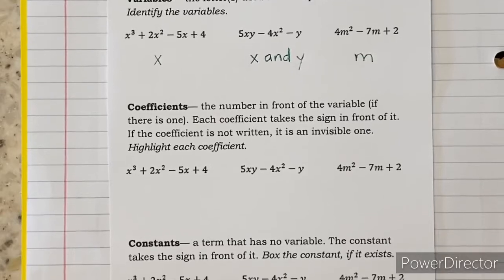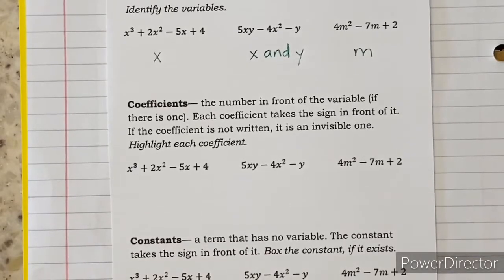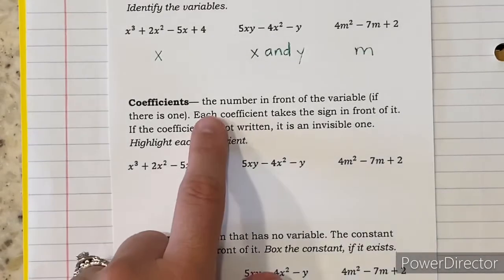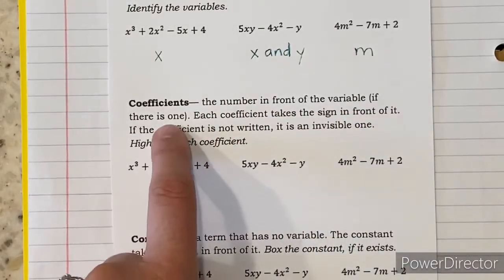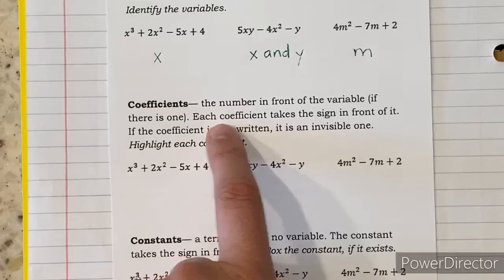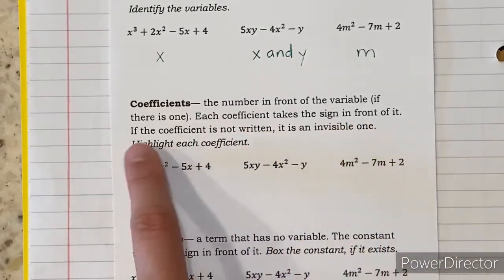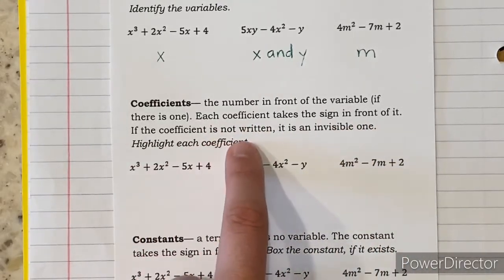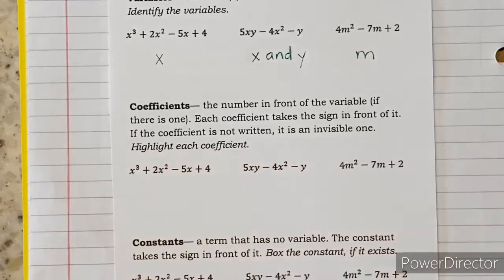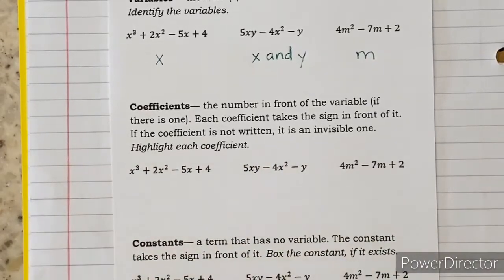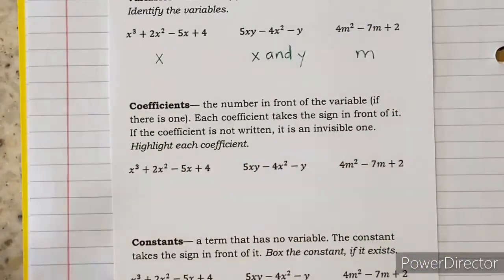Next, coefficients. So coefficients is the number in front of the variable if there is one. Each coefficient takes the sign in front of it. If the coefficient is not written, then it is an invisible one. So there's a lot of stuff going on in that definition, but it says highlight each coefficient. So, got my highlighter. We're going to talk about each of these because it addresses several things.